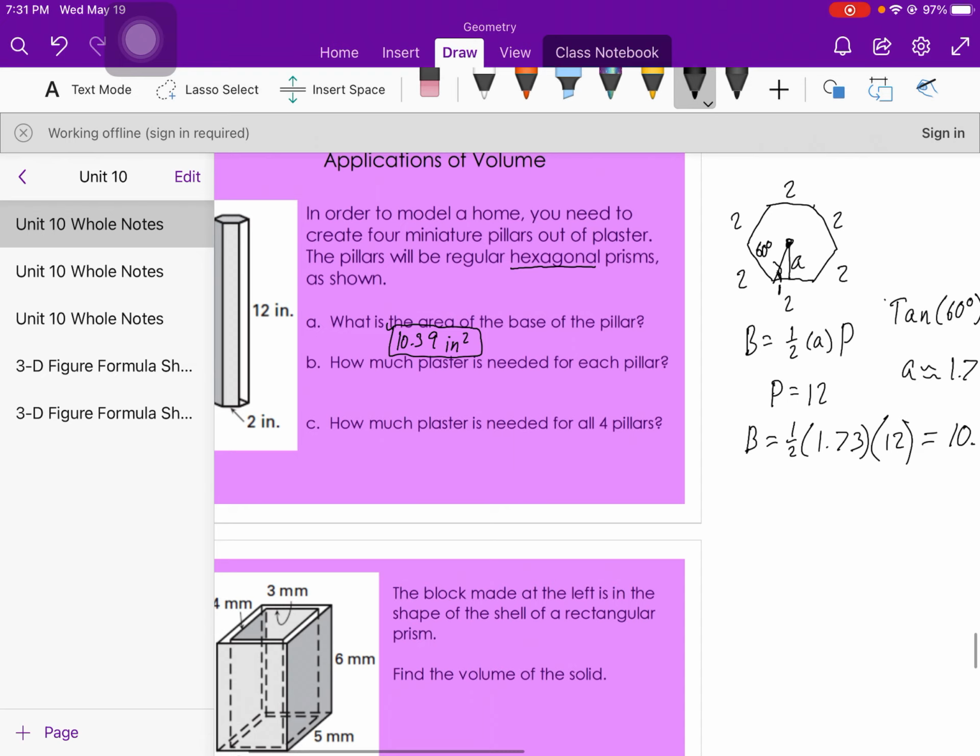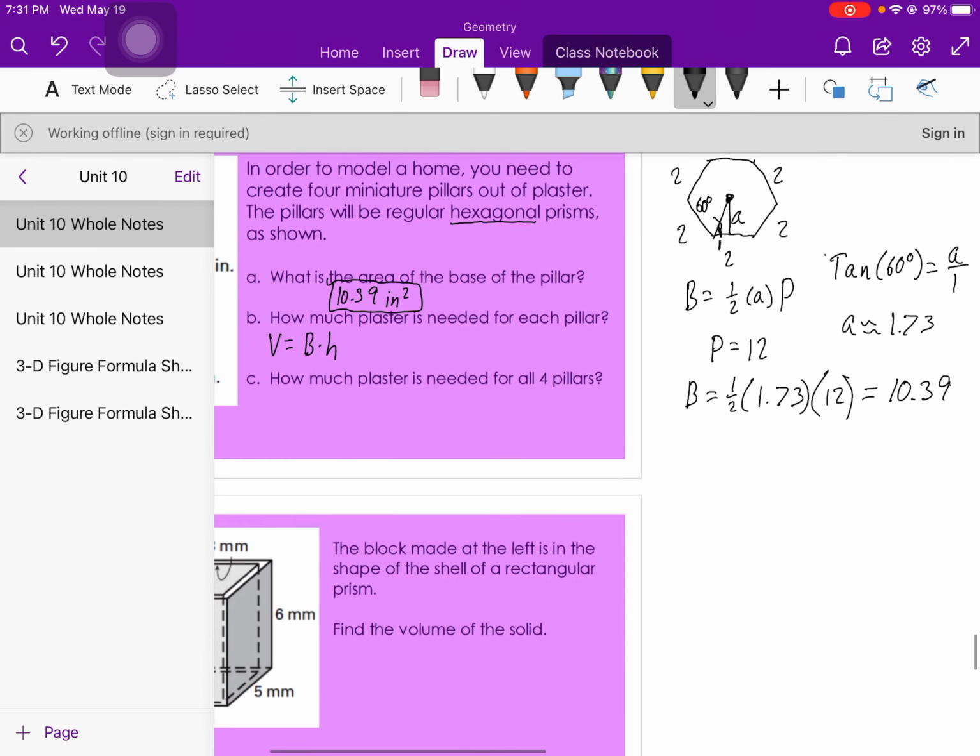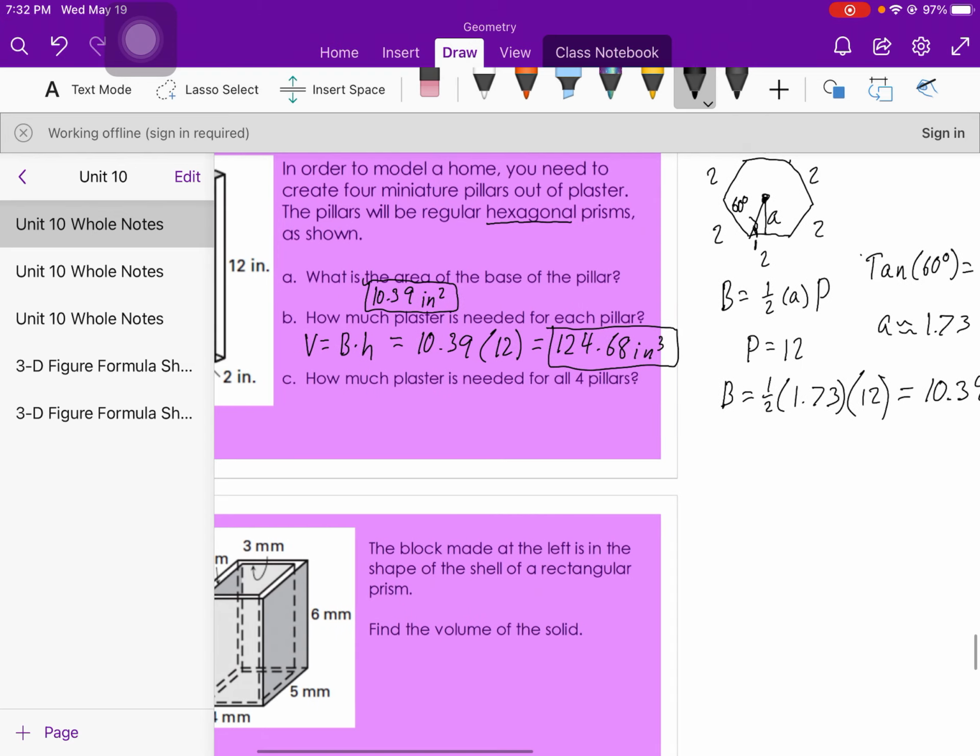Now the volume formula, if you recall, is going to be, since it's a prism, base area times height. And we just calculated the base area in the previous problem. So we're just going to take 10.39. We're going to multiply that by 12. Okay, and if you type this in your calculator, you're going to get 124.68, and that would be inches cubed, because that's volume.